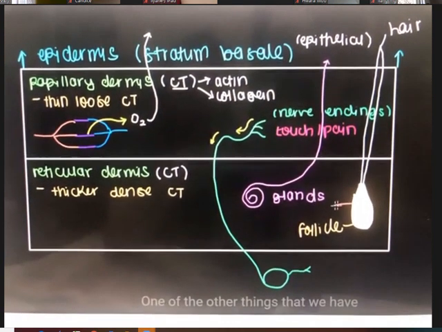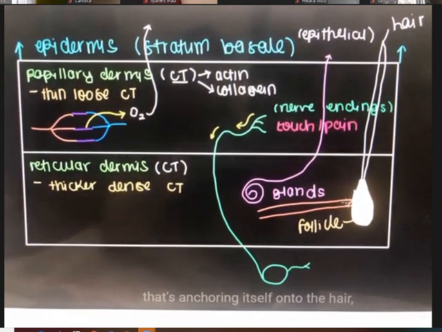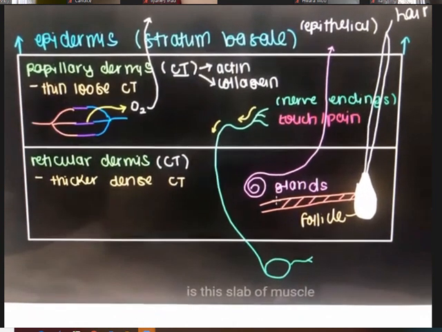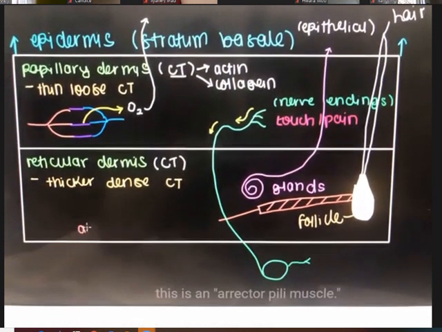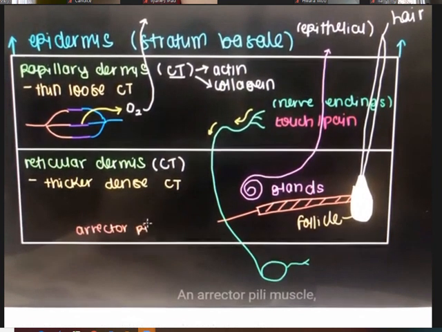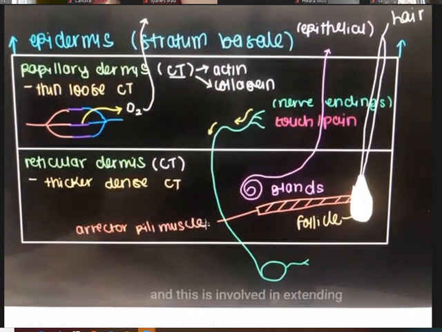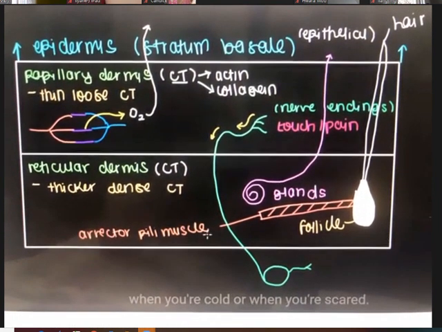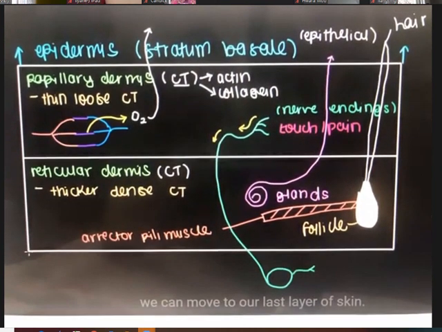One of the other things that we have sitting in your dermis that's anchoring itself onto the hair or the hair follicle is this slab of muscle that we've got right here. So this guy, I'll write it off there. This is an erector pili muscle, and this is involved in extending or having your hair stand straight up when you're cold or when you're scared.